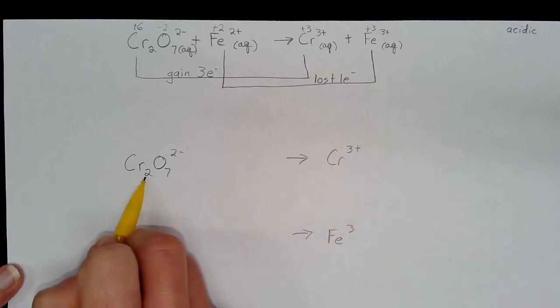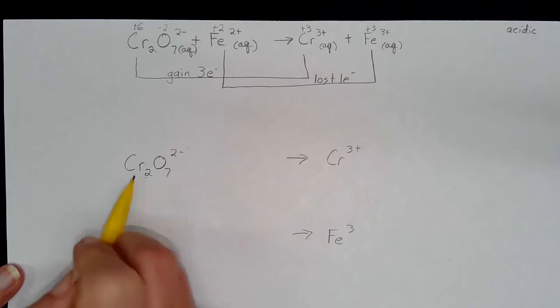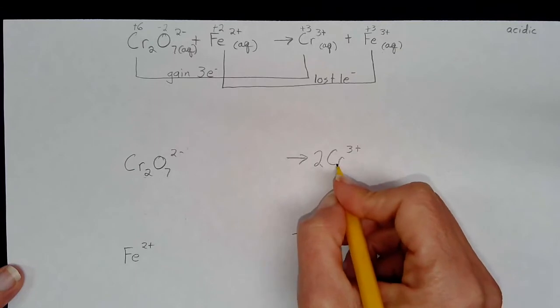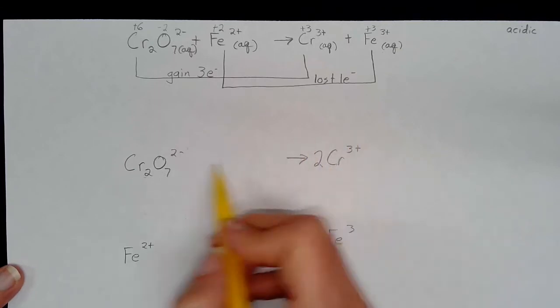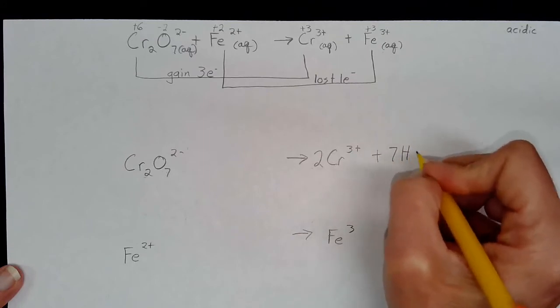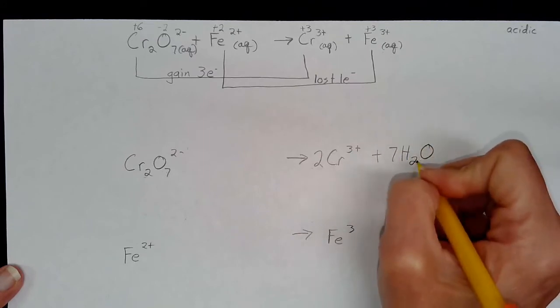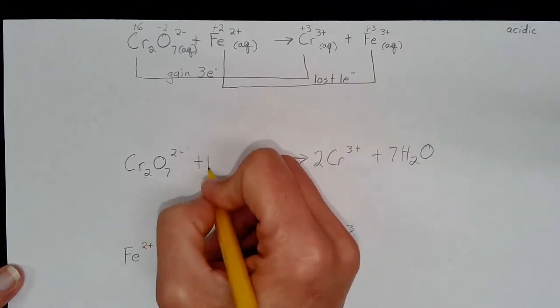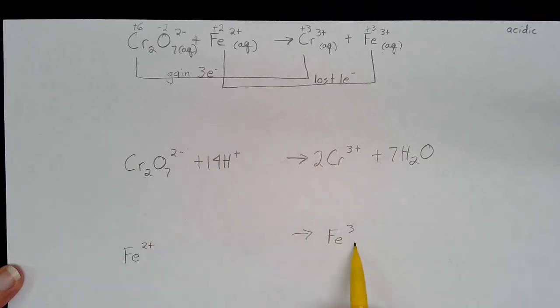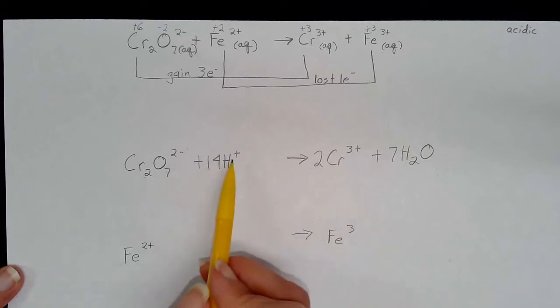So first thing we've got to do is recognize that we have 2 chromiums here, so we're going to put a 2 over here to compensate. Now we have 7 oxygens on the left, so we're going to add 7 water to the right. Having added 7 waters to the right, we're going to add 14 hydrogen ions to the left. The iron is balanced. There's no oxygen, there's no hydrogen. So now we're ready to balance for charge.